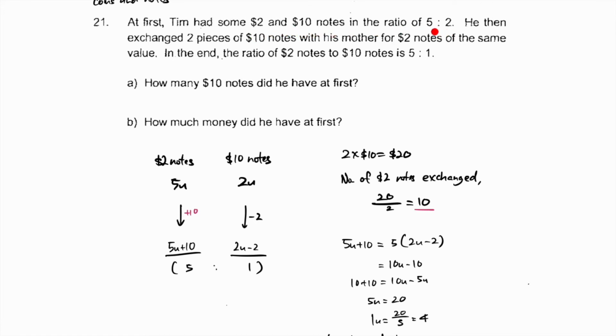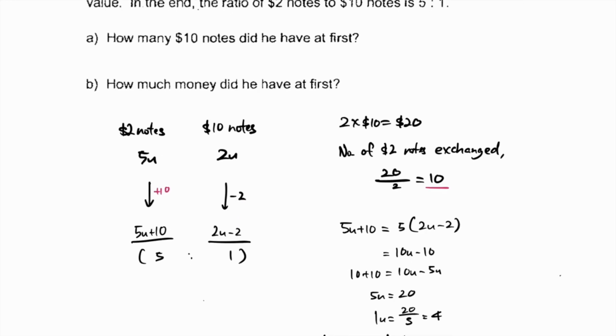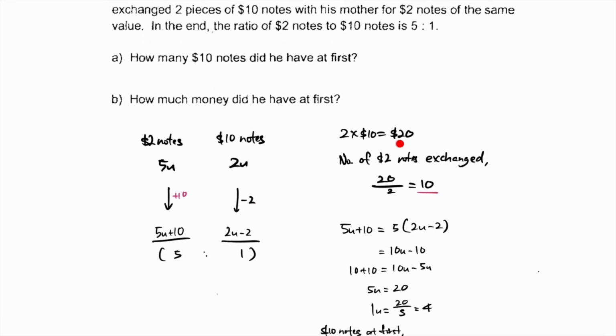At first, Tom had $2 and $10 notes in the ratio of 5:2. Take note that 5:2 is representing the physical notes, yeah, not value. He then exchanged 2 pieces. Okay, so $2 notes, $10 notes, 5U, 2U. Exchange 2 pieces. That's 2 actual pieces taken out physically. Now, what's the dollar value of that? Okay, that's $20.